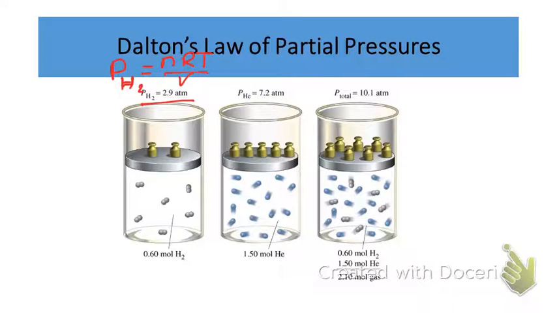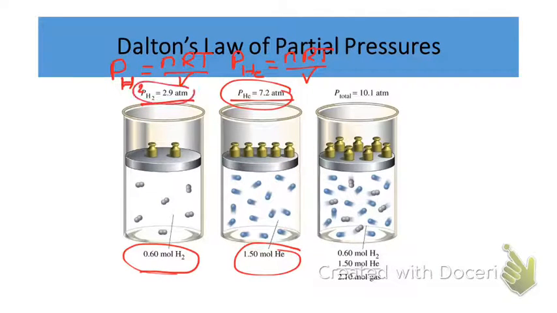For helium, using the ideal gas law, the pressure of helium is found by taking the number of moles of helium times R times T over V. And that pressure is going to be 7.2. So we have the number of moles of hydrogen, the number of moles of helium, and the two individual pressures.